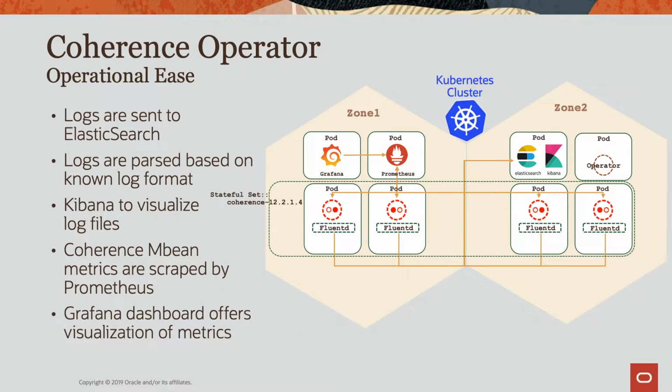In terms of operational capabilities, logs are sent to Elasticsearch. They are parsed based on a well-known Coherence log format, and Kibana can be used to visualize those log files. Coherence MBean metrics are scraped by Prometheus and are available to view through a comprehensive list of Grafana dashboards.